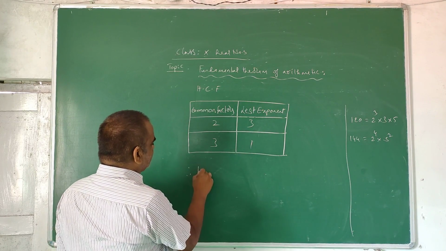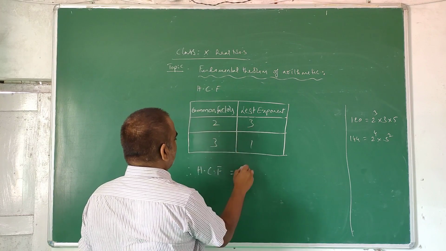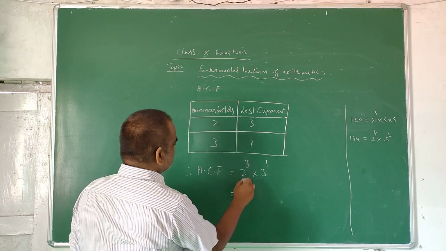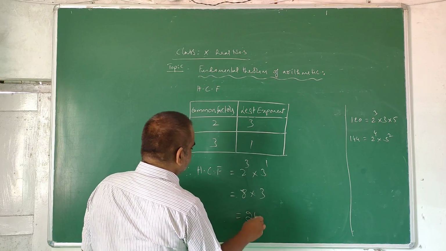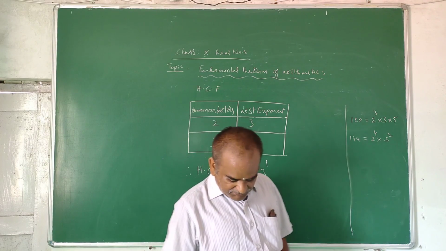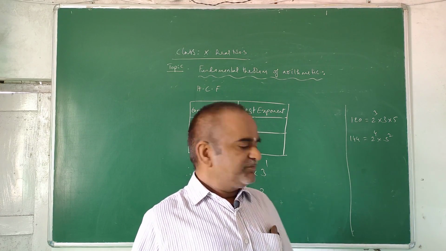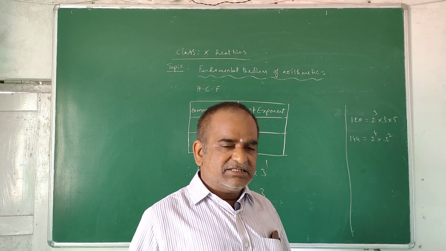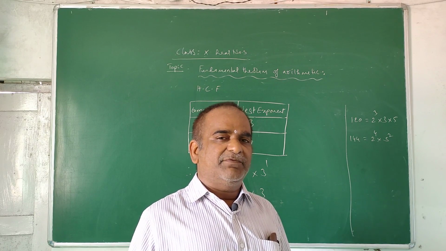Now, HCF is taken as 2 raised to the power of 3 into 3 raised to the power of 1, which is equal to 2 cube is 8 into 3. 8 into 3 is 24. So, HCF of the given two numbers is 24. Did you understand?